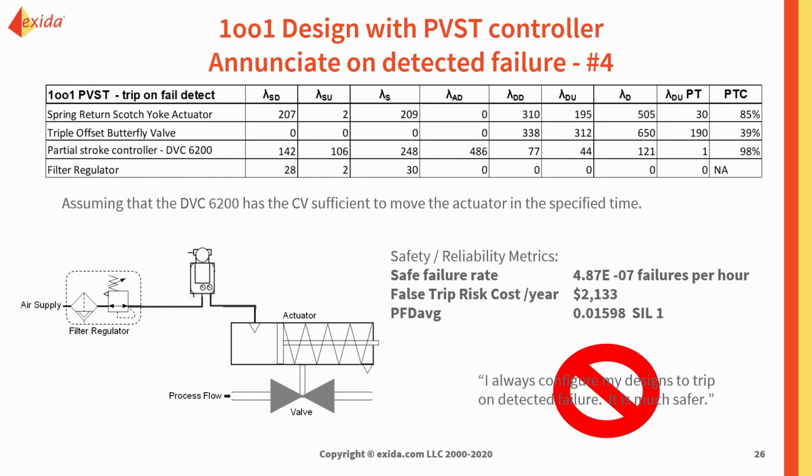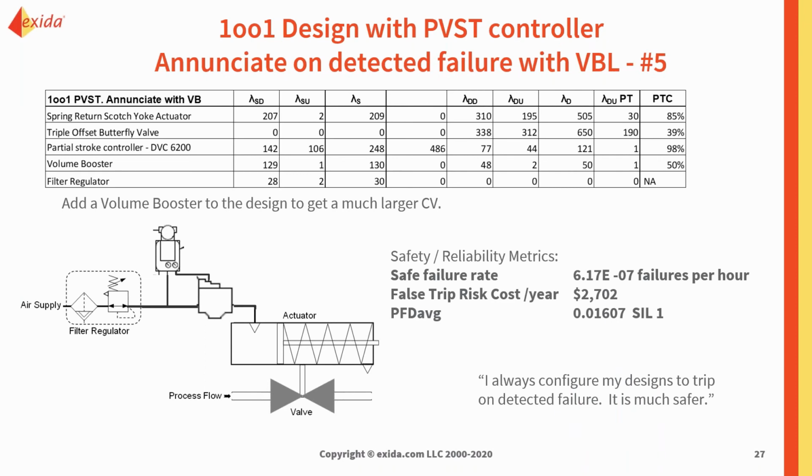Our dangerous failure rate is 1.28 e to the minus 6, excuse me. And our PFD average is 0.01598. So our failure rate is virtually unchanged, but our false trip rate and our cost, that's way less. All right, we'll talk more about the comparison later.